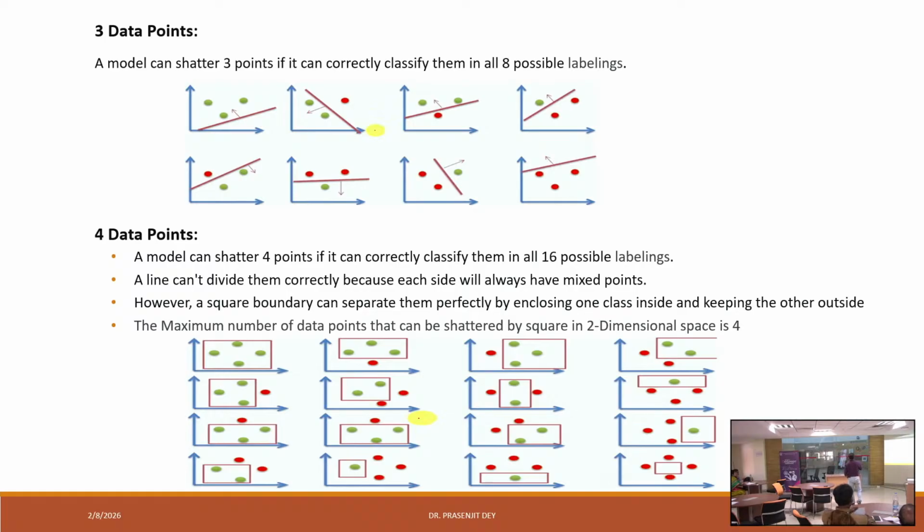So if I use any machine learning model which generates a square decision boundary, it will be able to classify 4 data points correctly, in all possible ways. But if there are more than 4 points, it may not be able to do that. So for all the classifiers that draw a square decision boundary, maybe the VC dimension is 4.